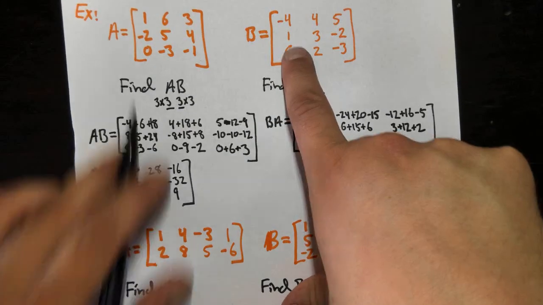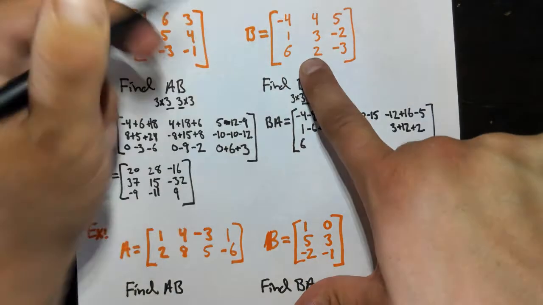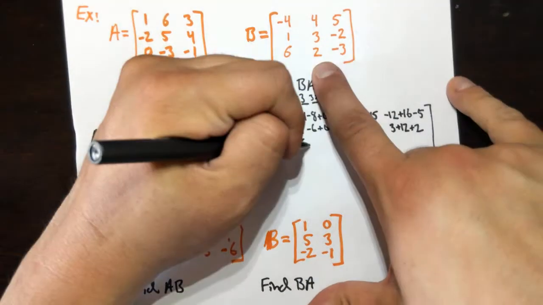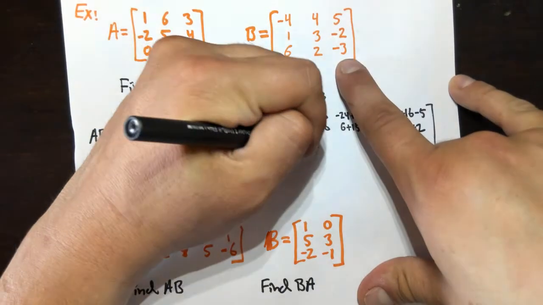Now we're going to do the same thing with the last row. So we're going to multiply the last row to all these columns. 6 times 1 is 6, 2 times -2 is -4, and -3 times 0 is 0.